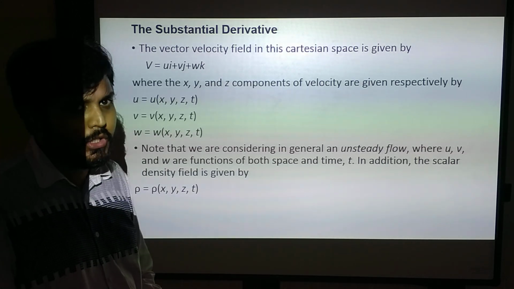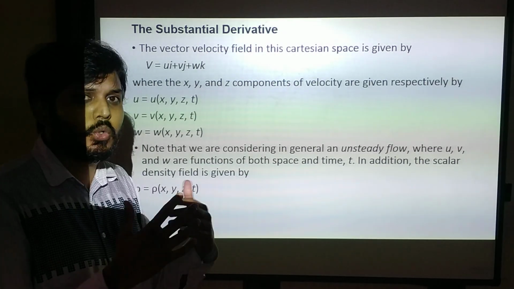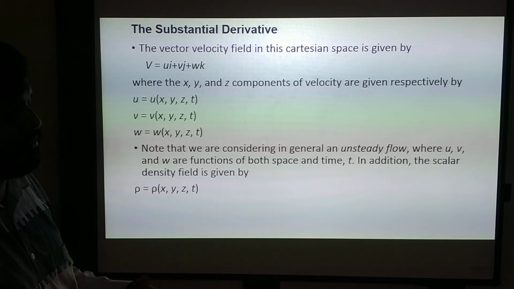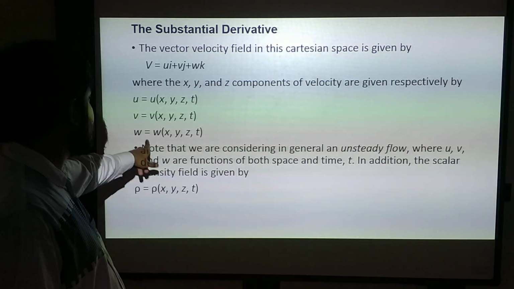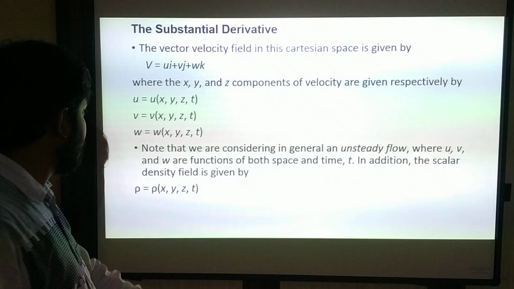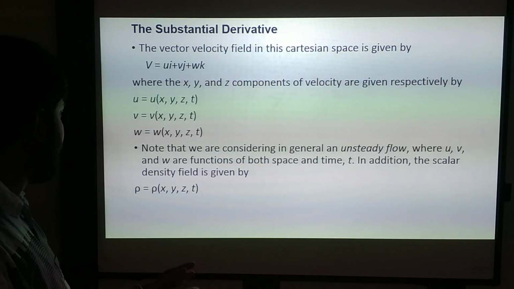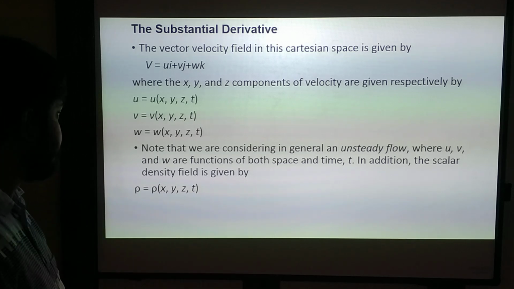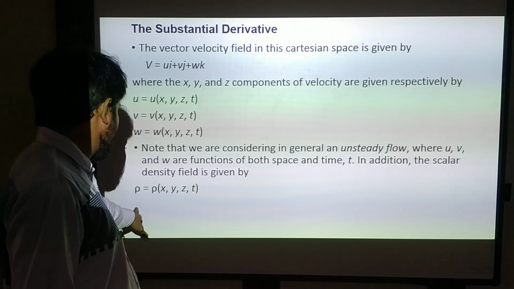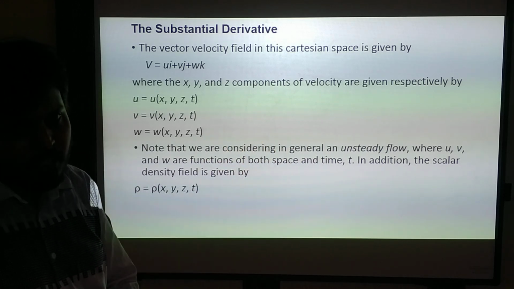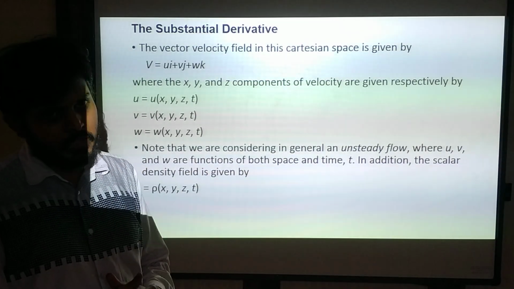Next important, substantial derivative. This is basic mathematics. Another name for substantial derivative is material derivative, and also total derivative. Let us assume a three-dimensional case, u, v, w. u is the x direction velocity, v the y direction velocity, and w the z direction velocity, and these are functions of x, y, z, t. Here x, y, z are space, and t is time. So we are considering in general unsteady flow where u, v, w are functions of both space and time. In addition the scalar density field is given by rho. Because we consider density a scalar, we can use rho also. So rho is also a function of x, y, z and t. It depends on your flow. If it is incompressible, we can consider density constant, and if it is compressible, density will vary.